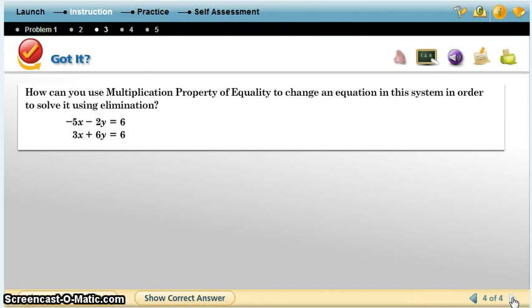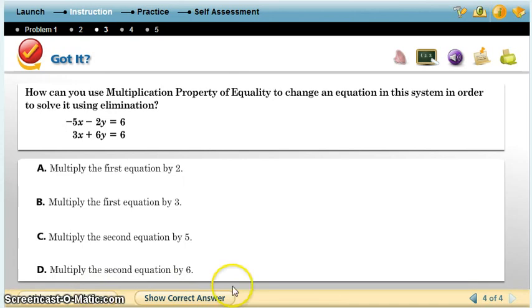Here's your system of equations. You're going to use the multiplication property of equality. That property, remember, is where you multiply one side by the same number that you do the other side. Basically, what you're trying to do is make one equation look the exact same as the other equation. Okay, so decide which variable you can actually make look like the other one, and then solve it.